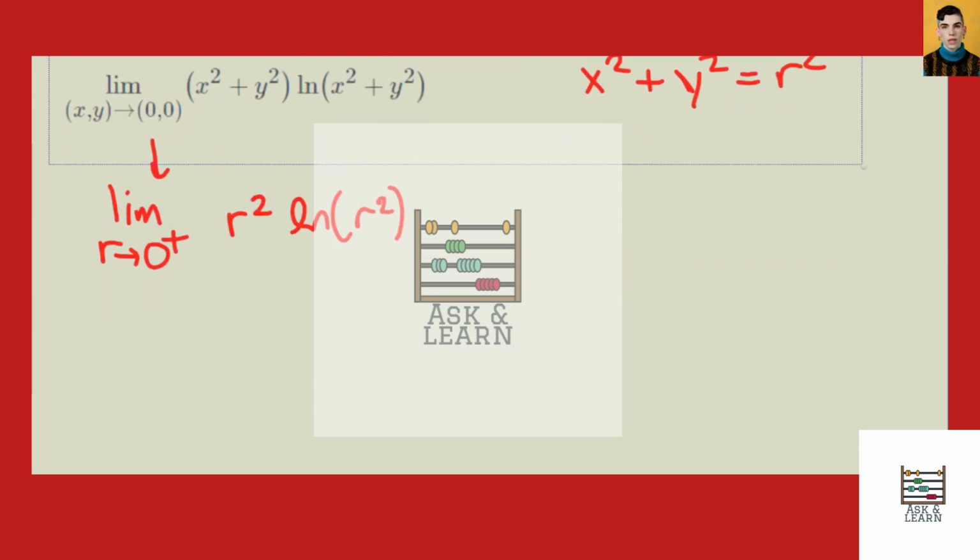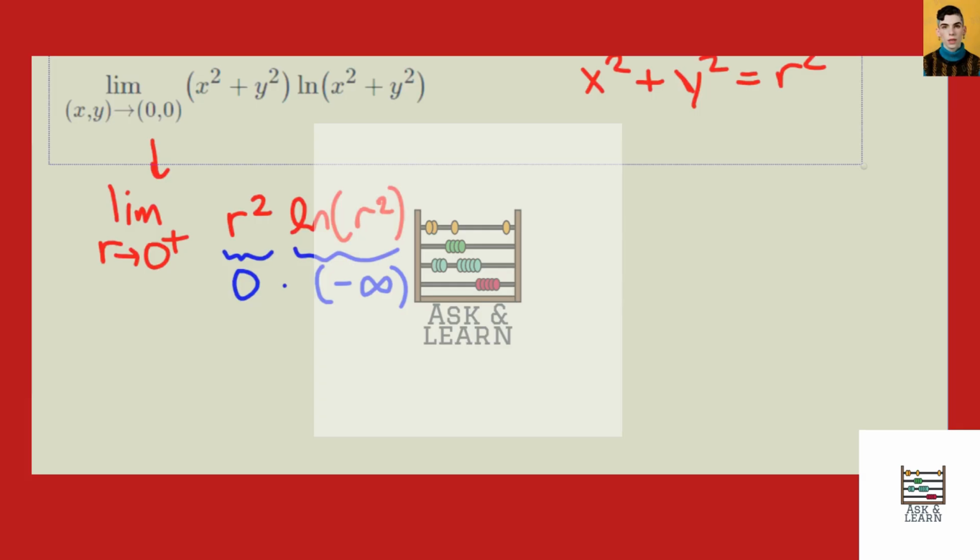So, to evaluate this limit, what are we going to do? Well, you could try to plug in. My first factor is approaching 0. My second factor, the ln of something getting closer to 0, is approaching negative infinity.